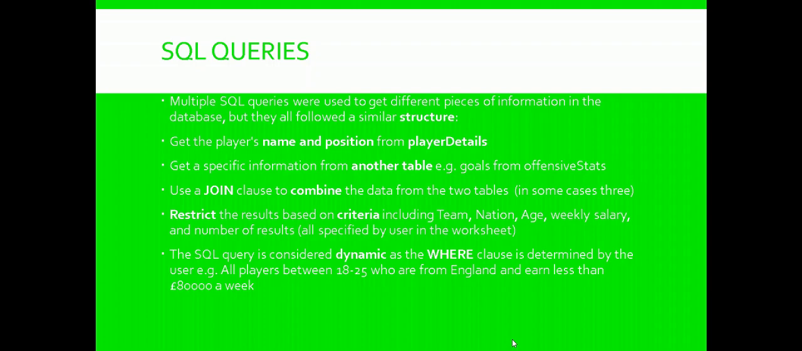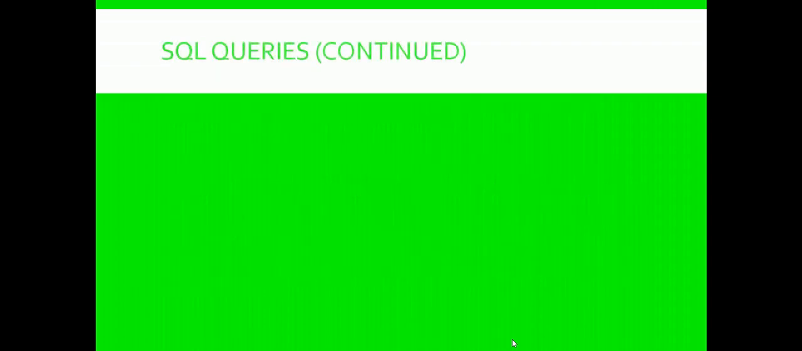So if we want all players between 18 and 25 who are from England who earn less than 80 grand a week, the user can specify all of this at runtime. It's not pre-made, hence the query being dynamic.